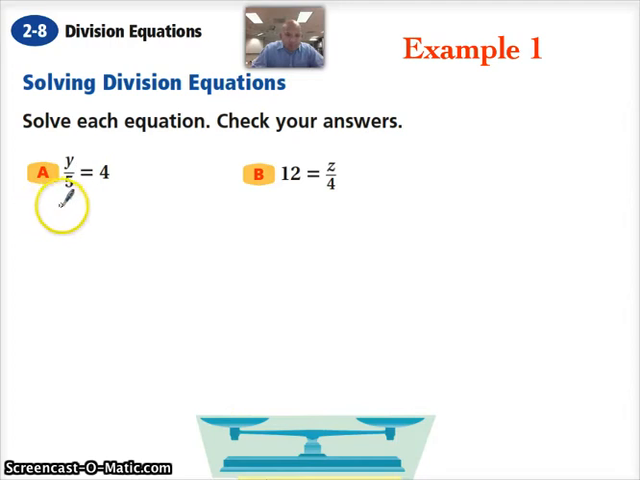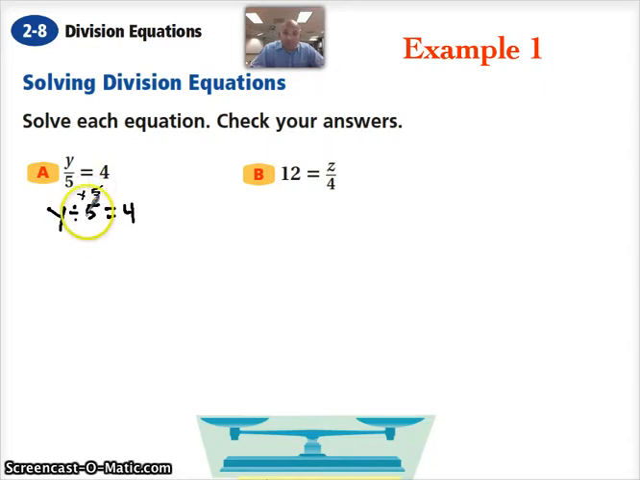All right, so we have y divided by 5 equals 4. If it's easier for you to see, you can always rewrite it this way as well. Now we need to isolate the variable. That's the first step. In order to isolate the variable, y, get y all by itself on this side of the equation, we need to get rid of this divided by 5. How do we do that? We do the inverse operation, which is multiply by 5.